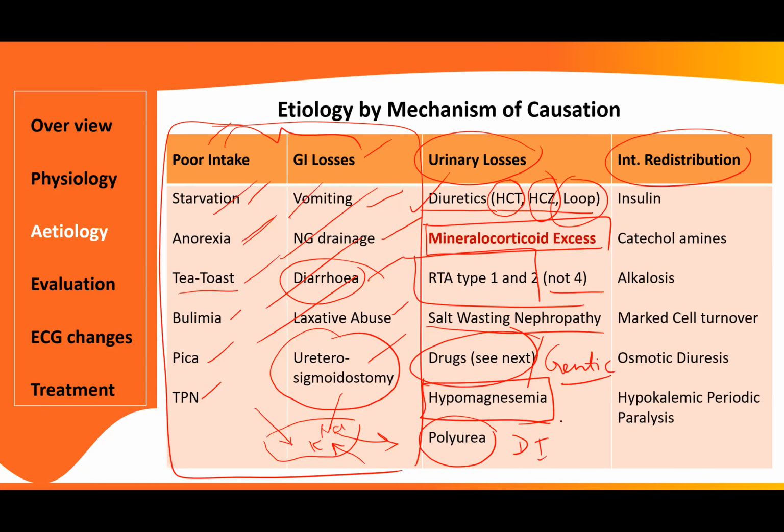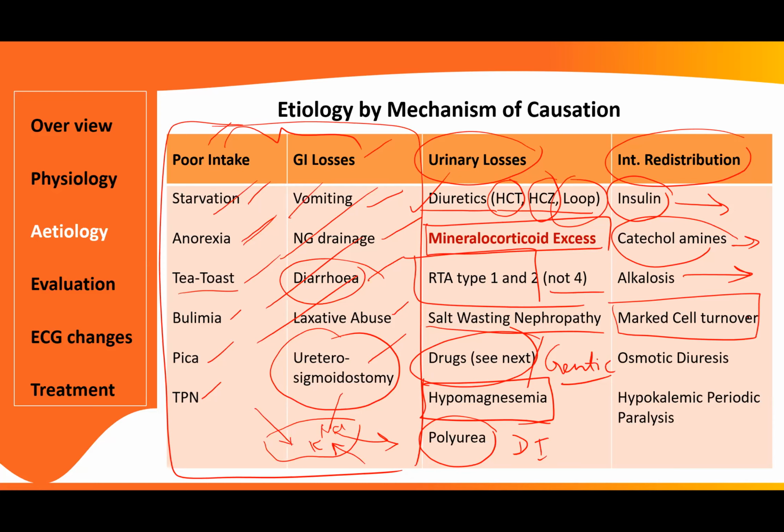How about internal redistribution, or as we have seen, the transmembrane exchange of sodium and potassium? We know insulin pushes the potassium into the cell. Catecholamines push that. Alkalosis also pushes into the cell. The opposite way, glucagon, alpha receptor stimulants and acidosis. And in conditions where you have marked cellular turnover.